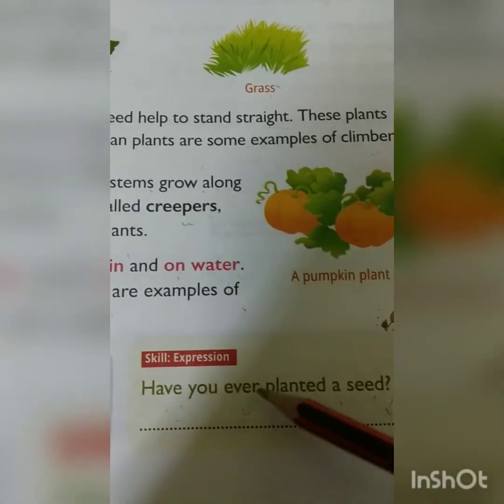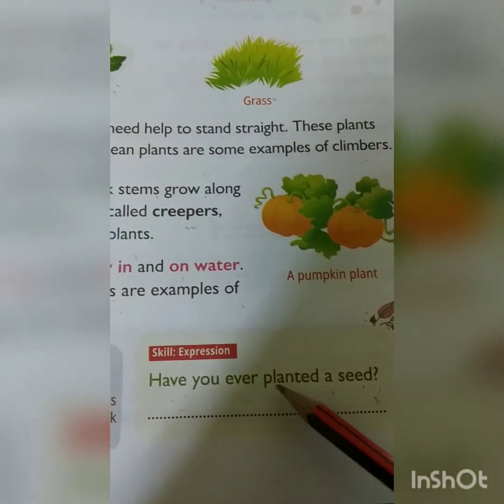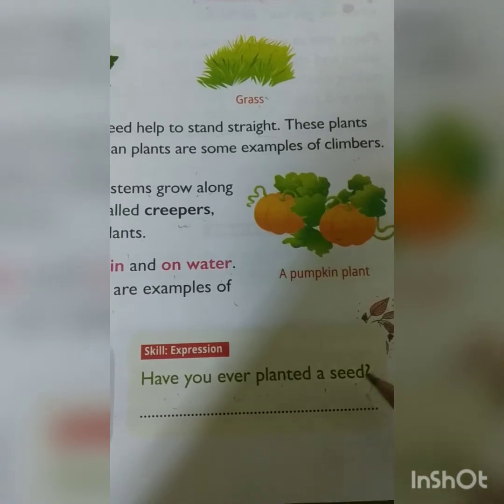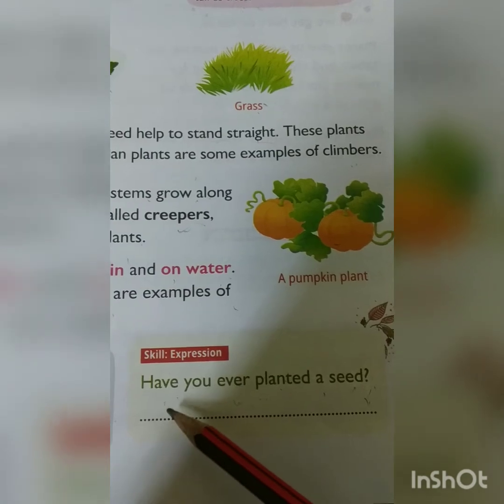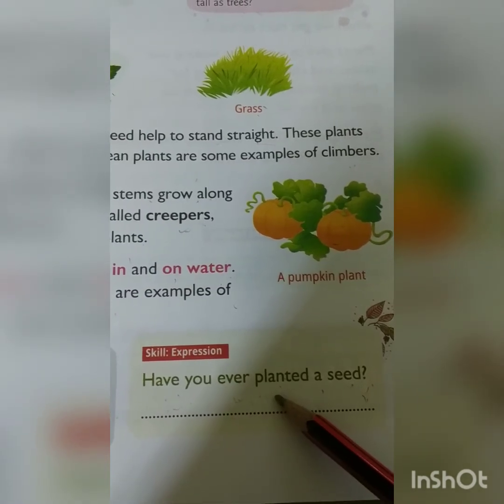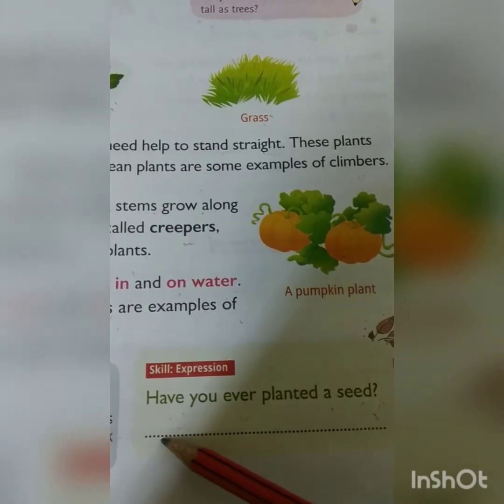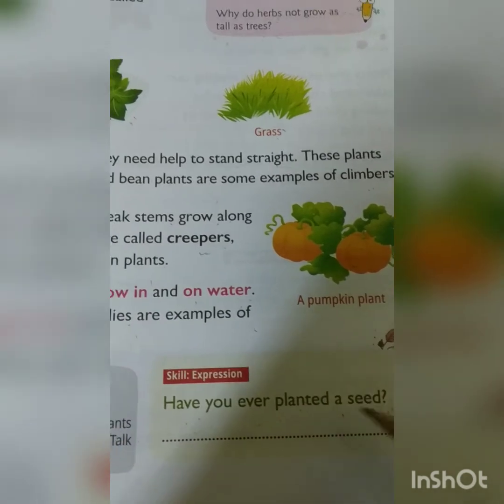Okay children. Next, come here. In the last they have asked, have you ever planted a seed? If you have planted a seed in your house, you can write, yes, I have planted a seed. If you have not, you can write, no, I have not planted a seed.